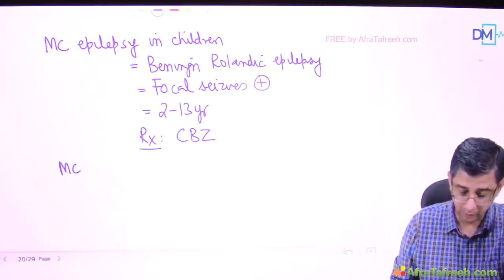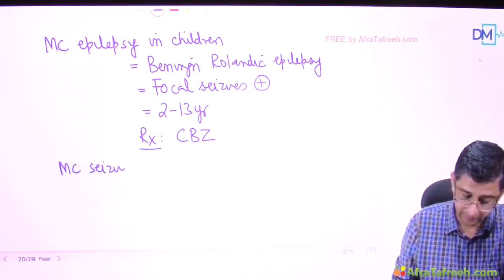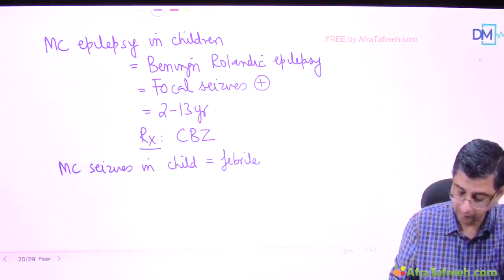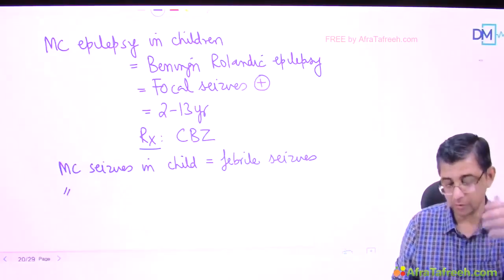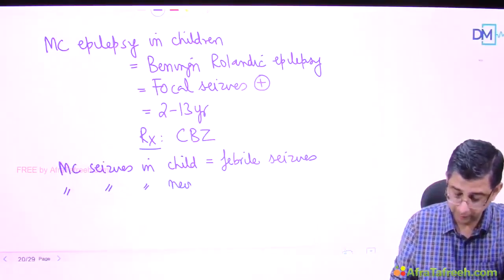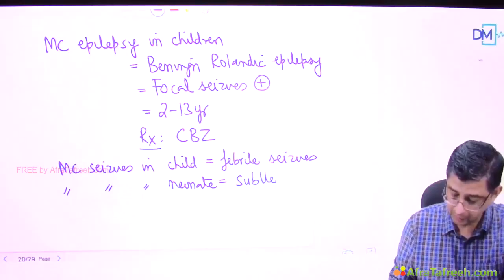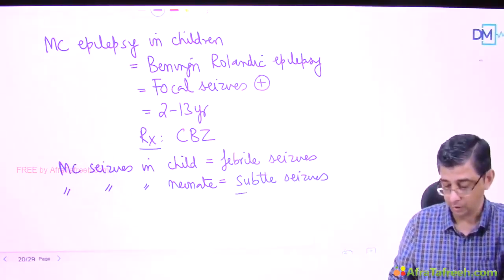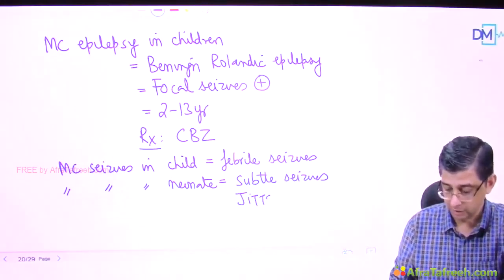However, if he asks what is the most common type of seizures in a child, then the answer should be febrile seizures. If he asks what is the most common subtype of seizures in a newborn baby, then the answer is subtle seizure. Subtle basically means mild manifestations. So here the pediatrician might even say the word jitteriness.